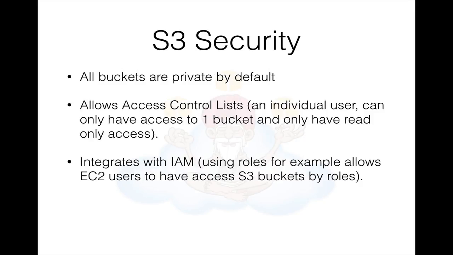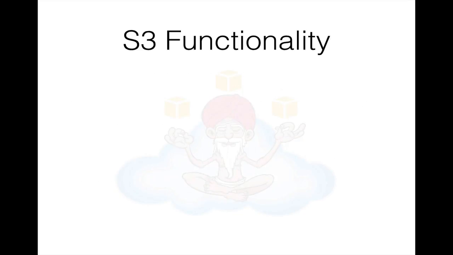S3 also integrates with identity access management using roles. For example, it allows EC2 users to have access to S3 buckets by roles. And we went through that in the last section, and when we do the EC2 section, we'll be able to see that from the EC2 side. And all endpoints are encrypted by SSL.